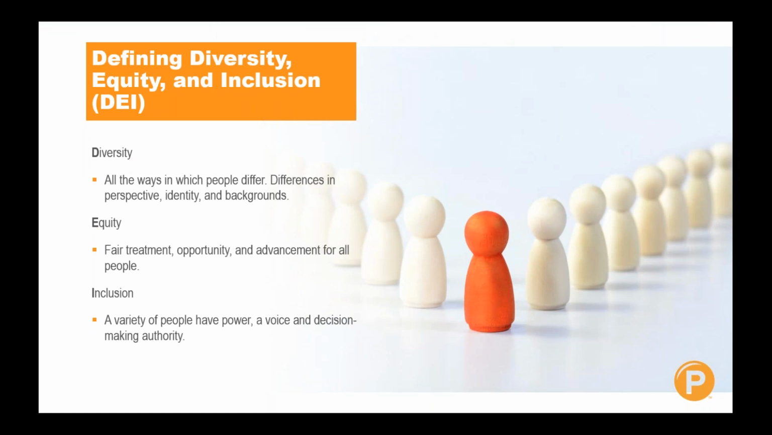Diversity is all the ways in which people differ. Differences in perspective, identity, and backgrounds. And we're going to break down diversity in our next slide, so we're going to dig even further into that definition. Equity is fair treatment, opportunity, and advancement for all people. No matter what that diverse background might look like, equity is that fair treatment. And then inclusion. Generally, with inclusion, a variety of people have power, they have a voice, and they have decision-making authority. So let's break each one of these down a little bit further.